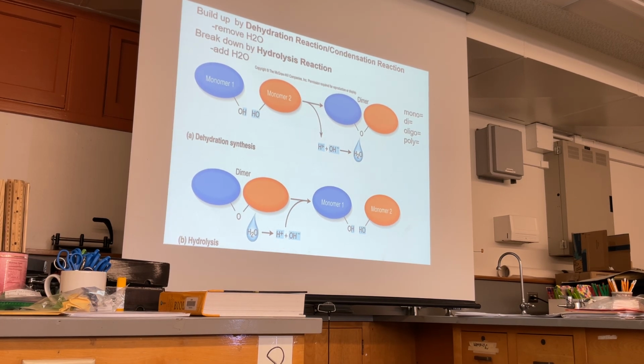Alright, so can somebody tell me how we build molecules? How do we build molecules? Dehydration reaction. You remove a hydrogen from one monomer, an OH from the other monomer. Those hydrogens and OHs combine to form water. Then you have a bond with the oxygen in between, and then you form a dimer. If you do it again, you form oligomers, or three pieces. If you do it again, you form polymers. So you see right here: mono, di, oligo, poly. Those are just building up macromolecules.